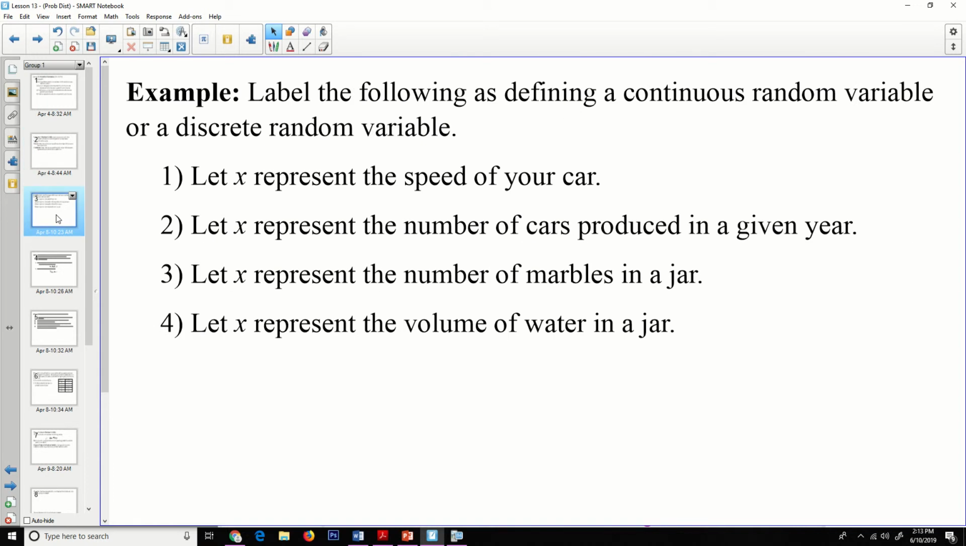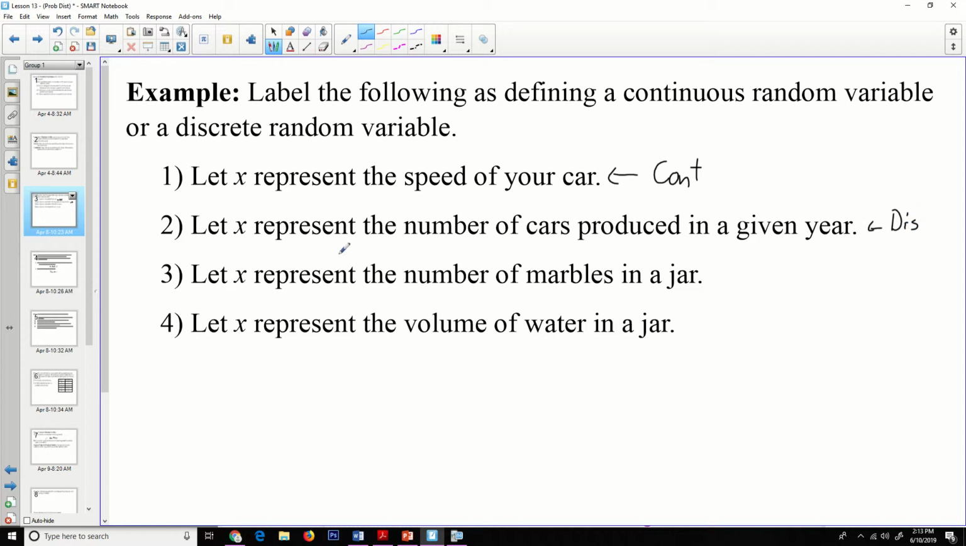So example, label the following as defining a continuous random variable or a discrete random variable. Let x represent the speed of your car. Well, the speed can be divided up into smaller and smaller things and can't necessarily be counted. So this one's going to be continuous. Let x represent the number of cars produced in a given year. Well, the number of cars can't be divided into portions. You can't have a half a car. So that's going to be discrete.